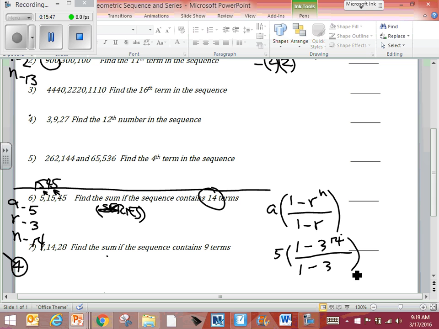It goes like this. It's 5, open parentheses, and because the top has more than one piece, that's going to be another open parenthesis, 1 minus 3 raised to the 14th power, close parenthesis, all divided by open parenthesis, bottom, 1 minus 3, close parenthesis, for the whole thing. There are a lot of parentheses, but anytime there are 2 pieces, you need parentheses for that, plus the closing of the whole thing. Try and punch it in, let's see.